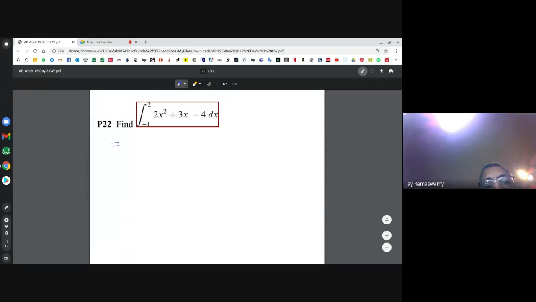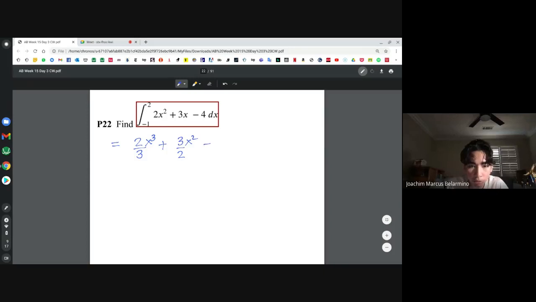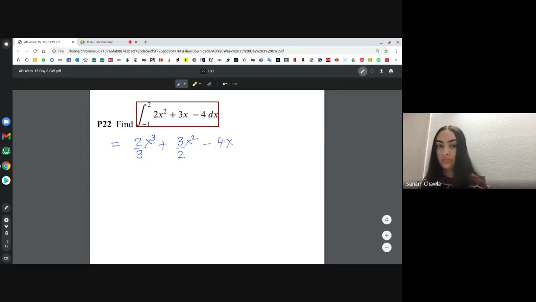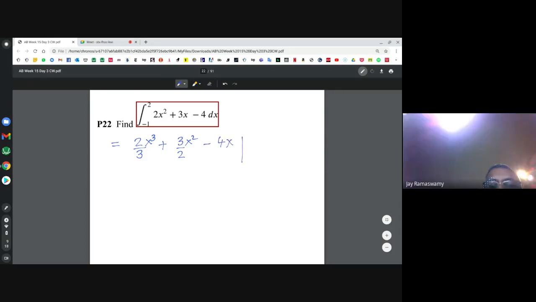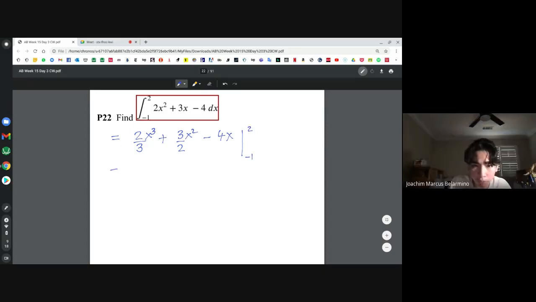Should we first find the indefinite integral? Yes. Okay, go. 2x to the power of 3, divided by 3, plus 3x squared divided by 2, minus 4x. Lower limit negative 1, upper limit 2.